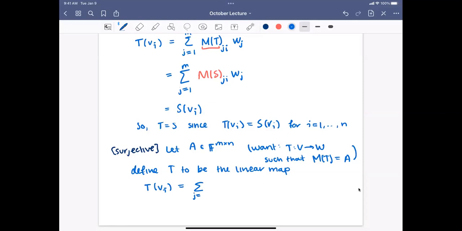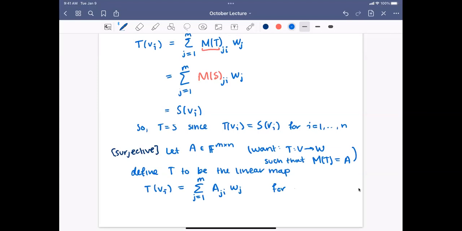So this is going to be the sum as j goes from 1 to m of A sub j i W_j, for any i from 1 up to n. Then, by the way we've defined this, the matrix of T will equal exactly that matrix A. And so M is surjective. And that finishes the proof.